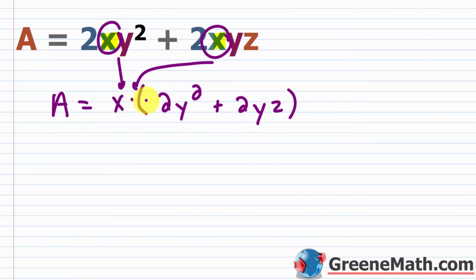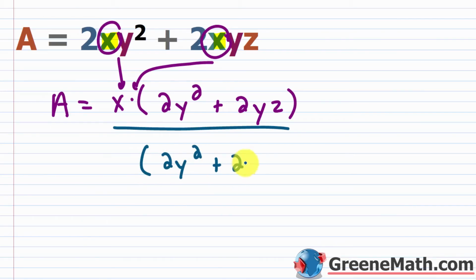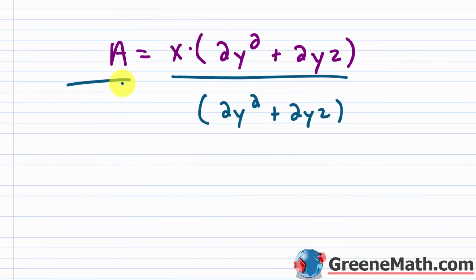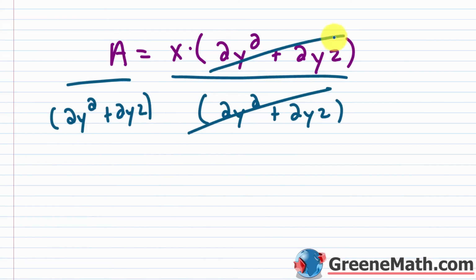Now I have x being multiplied by some quantity. So if I want x by itself, I just need to undo this multiplication. And of course, I can do that with division. I can divide both sides here by the quantity 2y squared plus 2yz like this. And I don't think I gave myself enough room. Let me do this on this side. So this is the quantity 2y squared plus 2yz like this. And of course, this is going to cancel. And I'm just going to write this in a different order. I'm going to put x on the left. This will be equal to your A over this 2y squared plus 2yz.